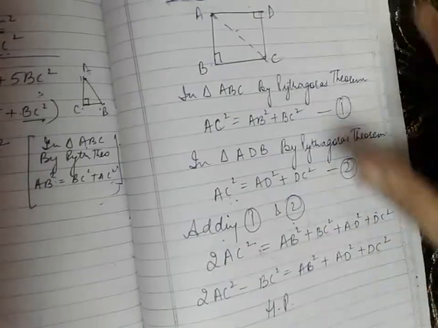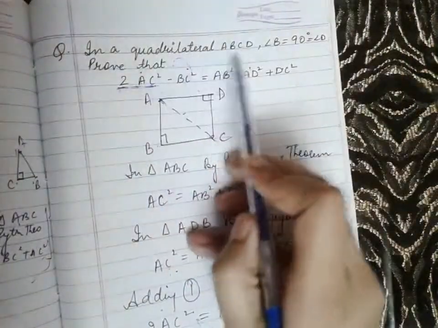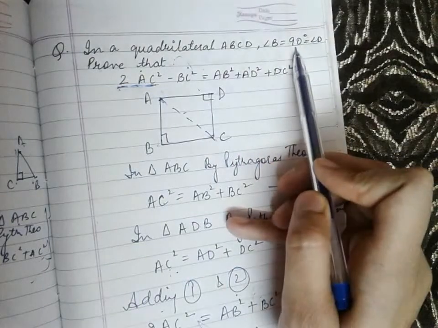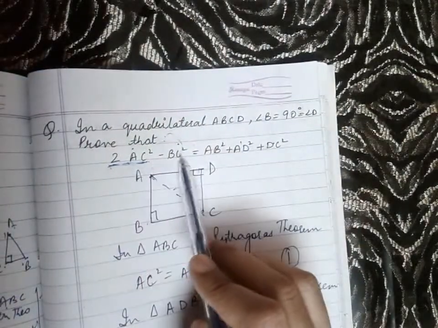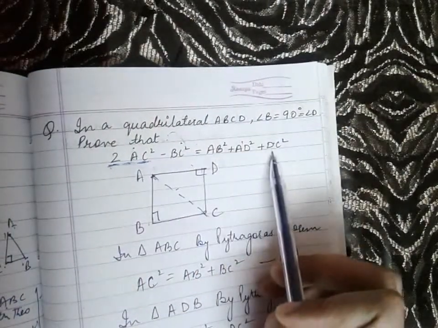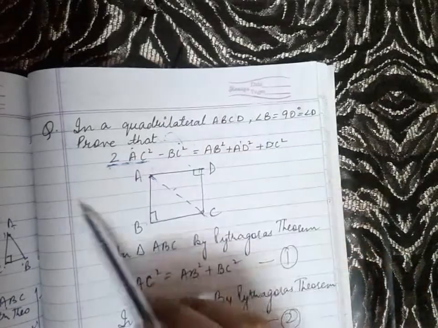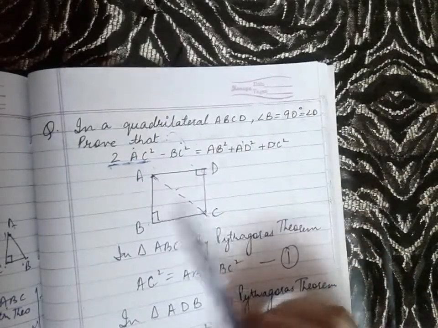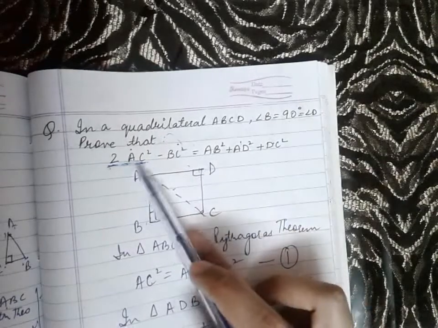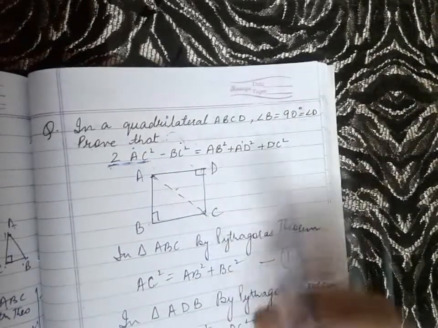Let us see one more question. In a quadrilateral ABCD, angle B is 90 degree is equal to angle D. Two angles are 90 degree. Prove that twice of AC square minus BC square is equal to AB plus AD plus DC square of all three sides. I have drawn the quadrilateral here. Angle B is 90 degree and angle D is also 90 degree, and since AC we have to take, I have drawn this diagonal AC also.